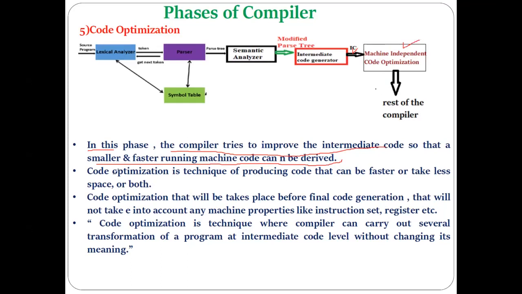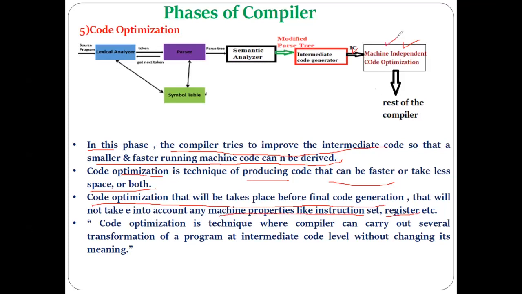So I have written here that code optimization is a technique of producing code that can be faster, or take less space, or both. The only reason behind code optimization is how your code can be faster and how your program can take less space. Code optimization takes place before the final code generation. It will not take into account any machine properties like the instruction set and registers. That I already told you.